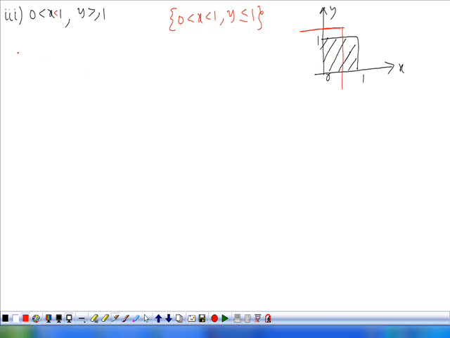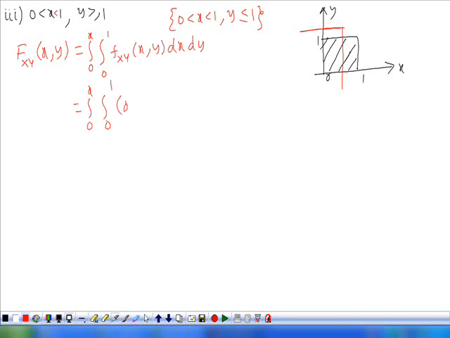Is it? So therefore, you can write f_XY(x, y) is equivalent to, this is 0 to 1, 0 to x, 0 to 1. So this is f_XY(x, y) dx. So in that region again it is 0 to x, 0 to 1, (x plus y) dx. What is this value? x by 2.